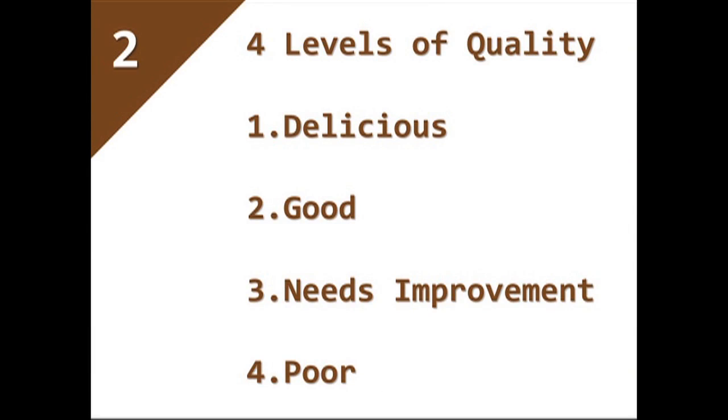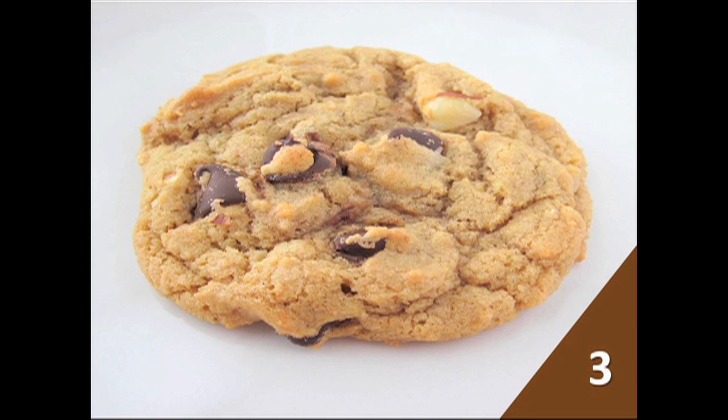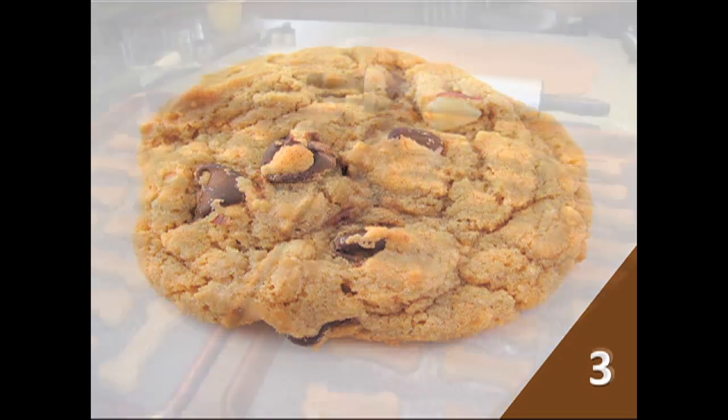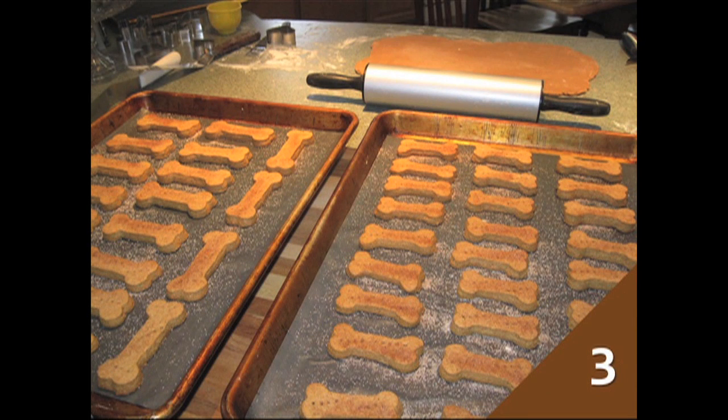In step 2, choose one of the characteristics, let's say taste as an example. And in our example, we'll come up with 4 levels of quality to evaluate it: delicious, good, needs improvement, and poor. Step 3 will be to come up with the descriptors for your 4 levels of quality that will help you assign the grades. In this example, we will have a range of texture from chewy to the consistency of a dog biscuit. Repeat these steps for each of the criterion you've come up with.